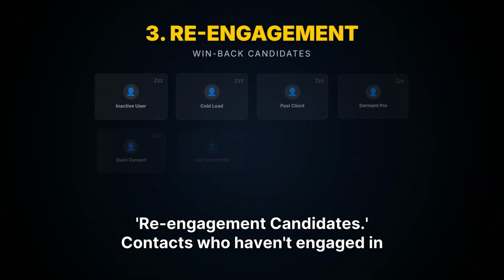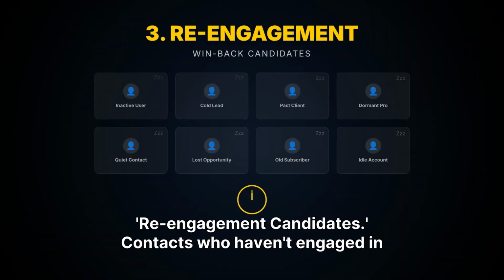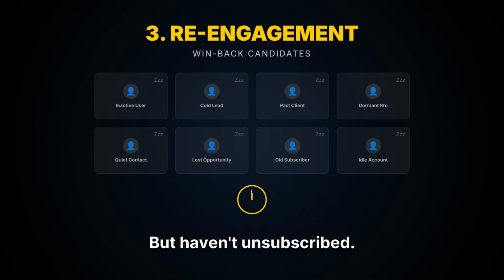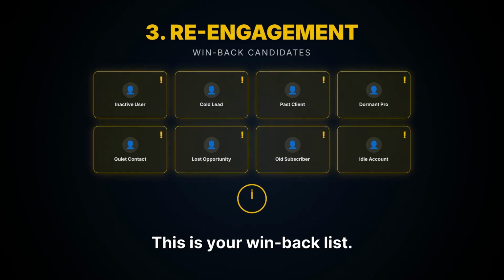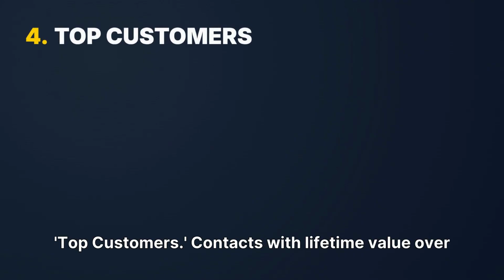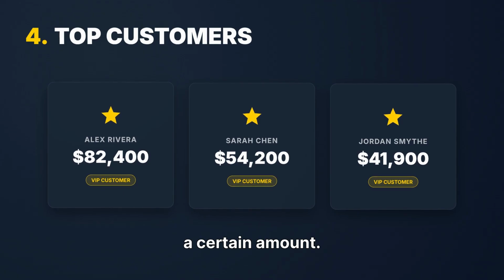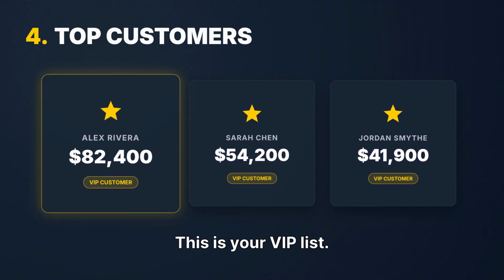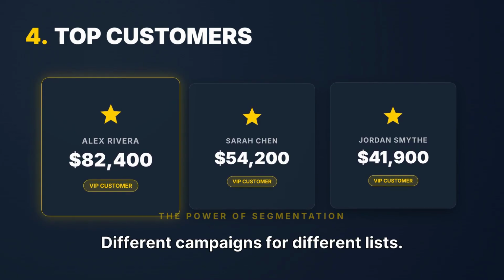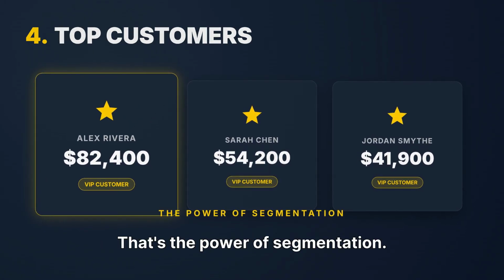Smart list 3. Re-engagement candidates. Contacts who haven't engaged in 90 days but haven't unsubscribed. This is your win-back list. Smart list 4. Top customers. Contacts with lifetime value over a certain amount. This is your VIP list. Different campaigns for different lists. That's the power of segmentation.